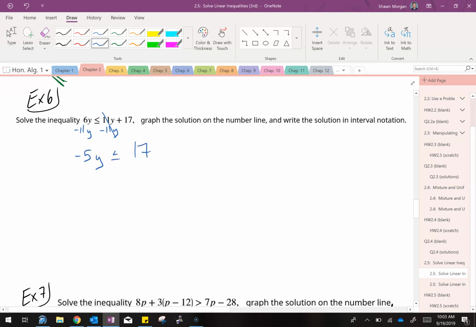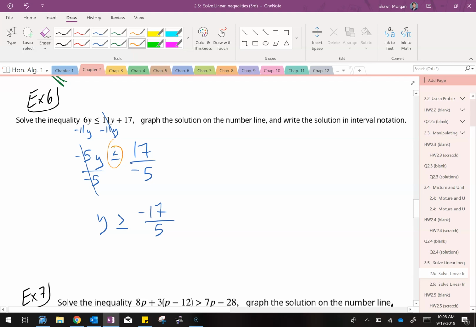Now you're going to have to remember that there's a small little caveat to solving inequalities. I bet Michael remembers what it is. My next step is going to be to divide by negative 5. What's that little caveat that I have to keep in mind? When you divide both sides by a negative, what do you have to do? Landon? Reverse the direction of that inequality.